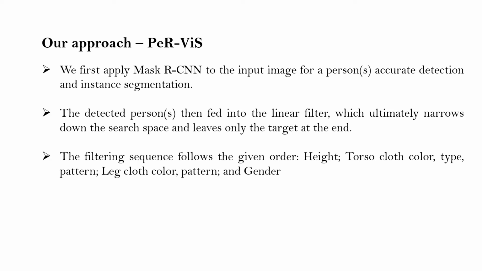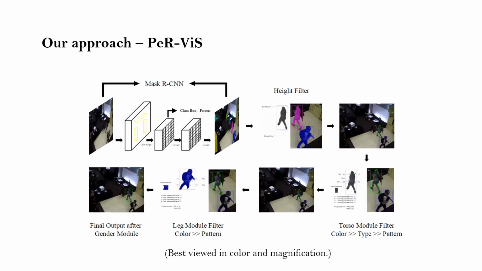Our approach Per-Vis is very simple and straightforward, and it is divided into three stages. First, we use Mask RCNN for instance segmentation, a Tsai camera calibration method for height estimation, and semantic descriptors to narrow down the search space for retrieving the correct person. In the figure, as we can see, Per-Vis uses the following sequence of height, torso cloth color, torso cloth type, torso cloth pattern, leg cloth color, leg cloth pattern, and the gender.